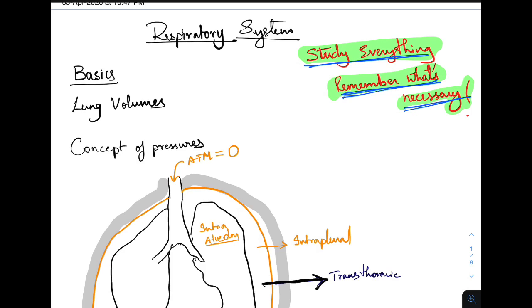So, coming to the basics of the respiratory system, we'll deal with a maximum of 90% physiology and applied aspects. We'll try to cover it in 20 to 25 minutes, so we'll be just a little quick about the discussion. Moving on to that.